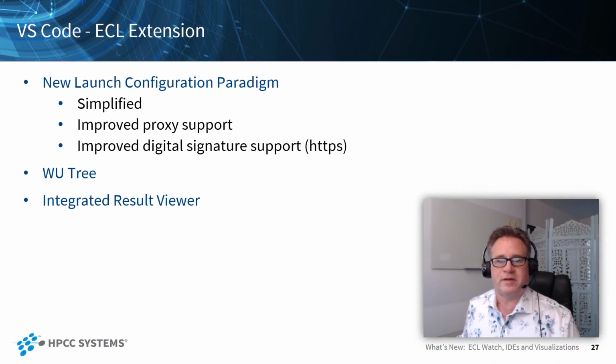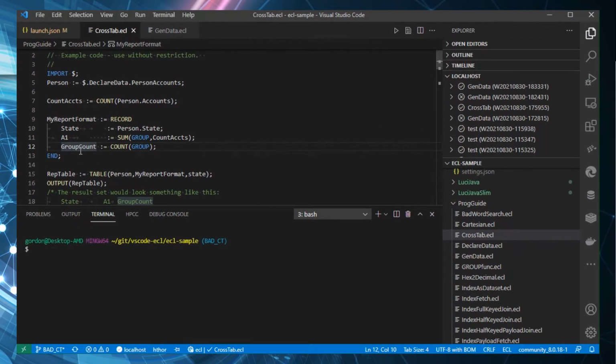The big ticket item, which was added nearly a year ago, was the work unit tree and integrated result viewer. The work unit tree is located next to the file view tree. It consists of several parts. The title bar will have the name of the launch configuration that is currently selected. This will match the name that is down in the status bar.